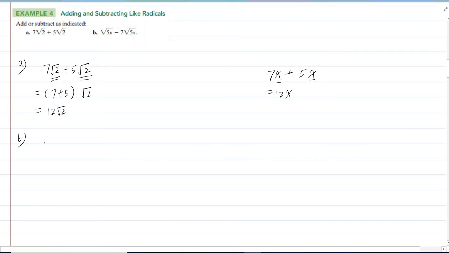Alright, part B. We have square root of 5x minus 7 square root of 5x. Again, you can treat this like in the past, where you collect like terms. So here we have an invisible 1. So I can write this as 1 minus 7. So that gives us negative 6 square root of 5x.